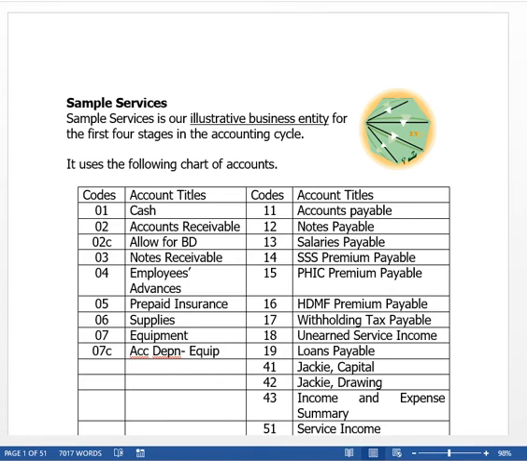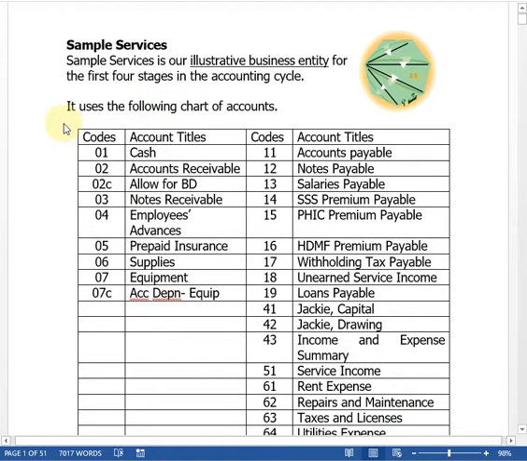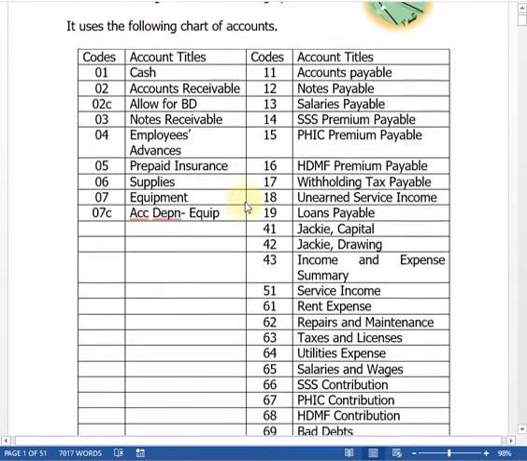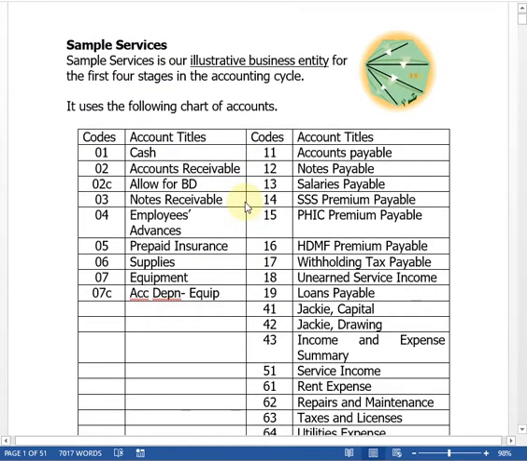Good day, everyone. Our lesson today is about journal entries, and to illustrate journal entries, we'll be using this particular illustrative company, and the name of the company is Sample Services. Sample Services has this chart of accounts used in the recording of transactions and events.